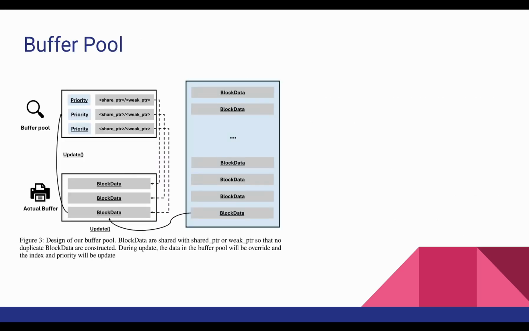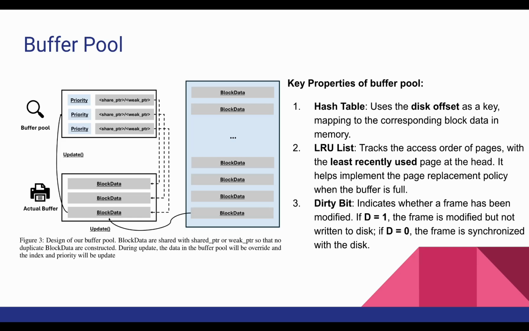Then we'll introduce our buffer pool design. We use the buffer pool to manage disk read and write operations uniformly. All database read and write operations must go through the buffer pool. The buffer pool has the following properties: a hash table. It uses the disk offset as a key, and represents the block data corresponding to the disk offset. A least recently used queue that tracks the access order of frames, with the LRU page at the head. This queue implements the page replacement policy in the buffer pool.